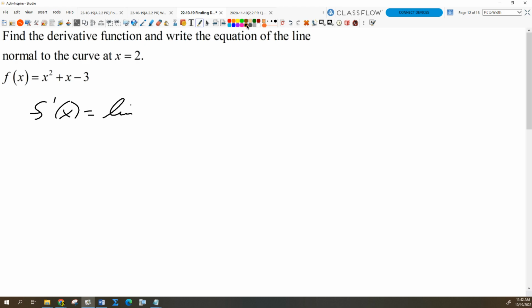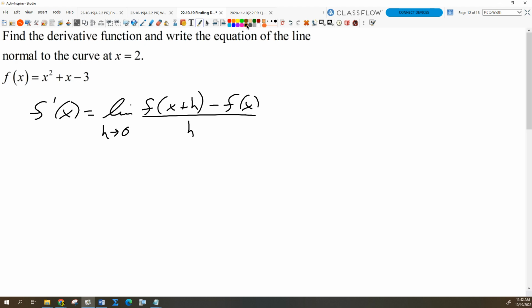What's the definition of a derivative again? Limit of f of x plus h minus f of x, over h as h approaches 0. Good. So that's our starting place every time. Now let's get specific. What is our function?